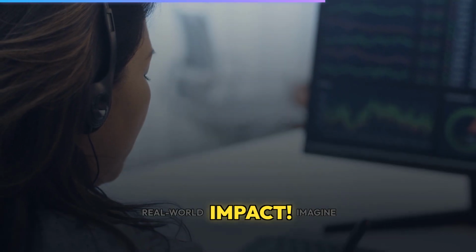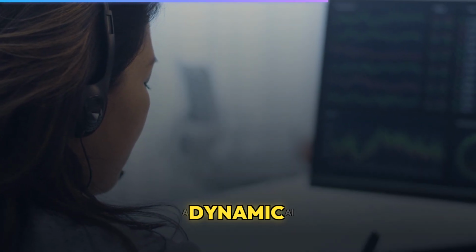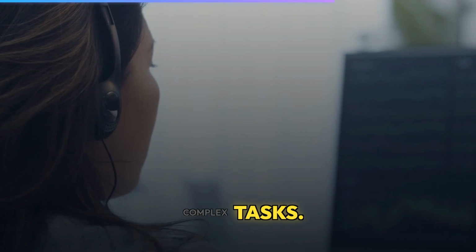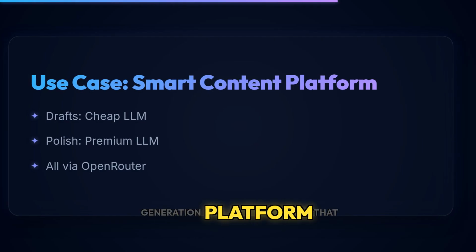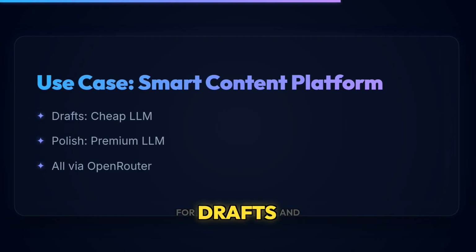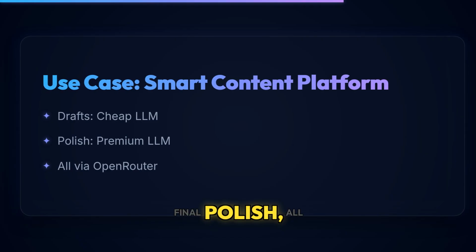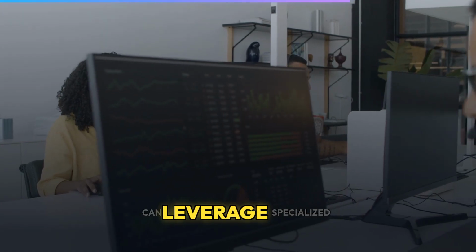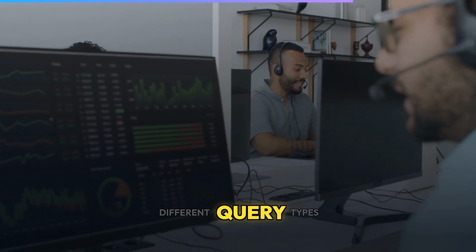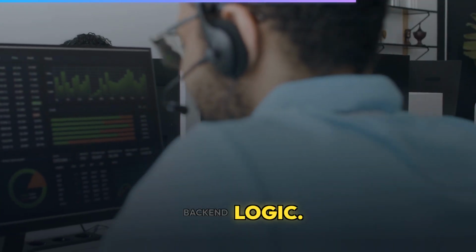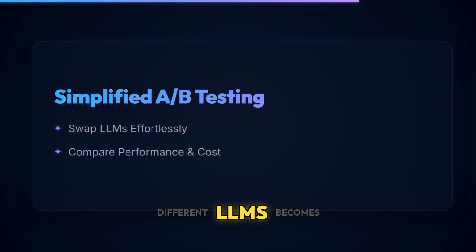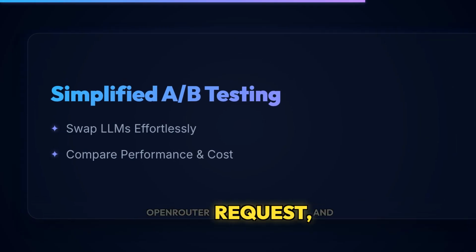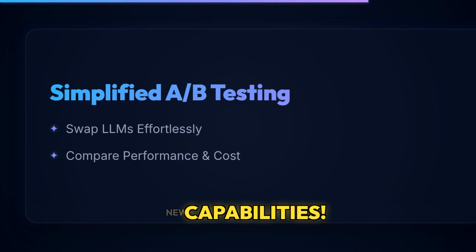Think about the real-world impact. Imagine building a dynamic AI agent that intelligently selects the best LLM for complex tasks, or a content generation platform that uses a cheap model for drafts and a premium one for final polish, all through one API endpoint. Customer support chatbots can leverage specialized LLMs for different query types without complex backend logic. Even A/B testing different LLMs becomes trivial. Simply change the model string in your OpenRouter request, and you're testing new capabilities.